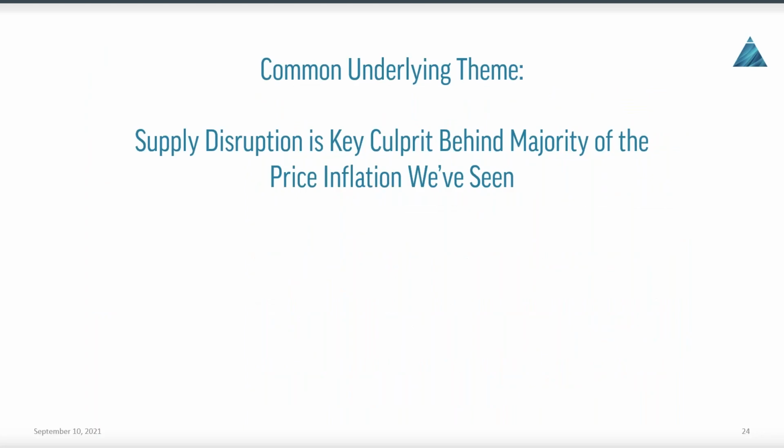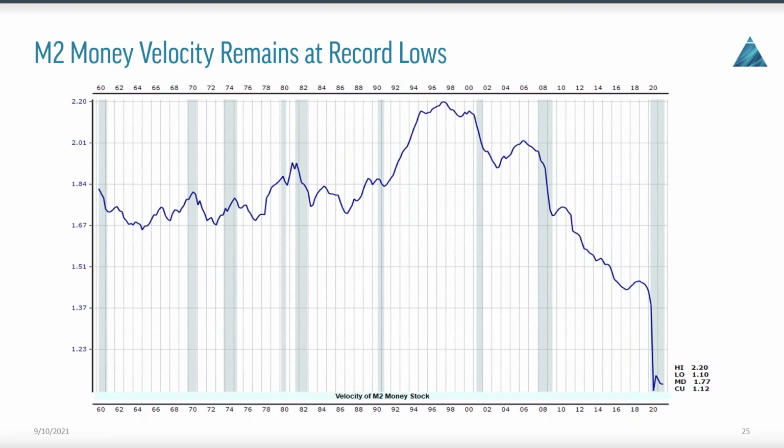So again, the common underlying theme that we're seeing throughout all these press releases and other data points is that supply disruption is the key culprit behind the majority of the price inflation that we have seen. And if you look at it from a monetary point of view, M2 money velocity still remains at record lows. This needs to pick up in a dramatic way if we were to see inflation attributable to monetary concerns being the primary culprit behind rising prices.